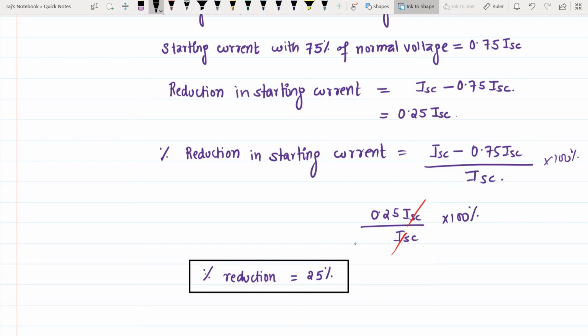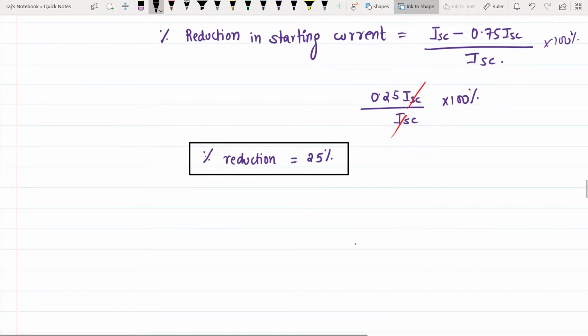Now let's try to calculate the percentage reduction in the starting torque. So, starting torque with normal supply voltage, let us write down.